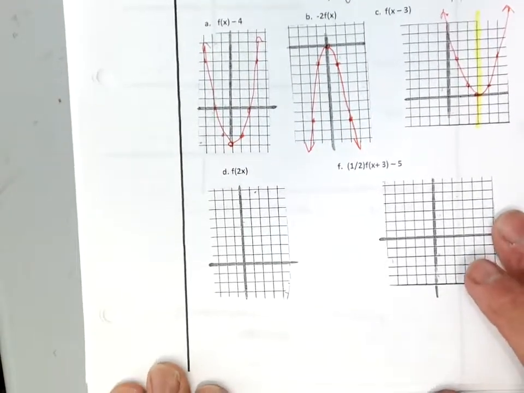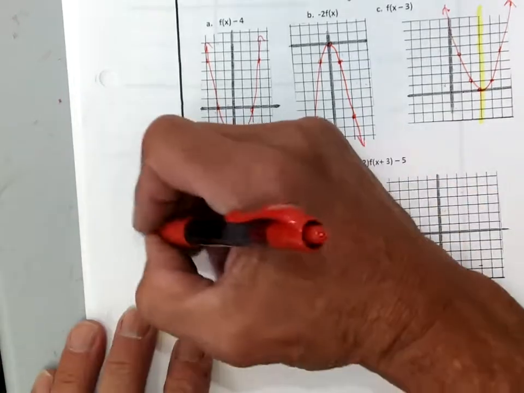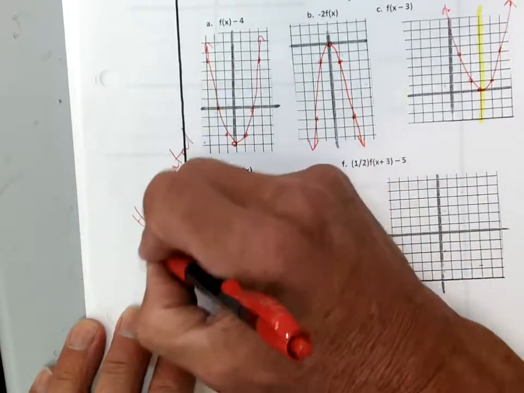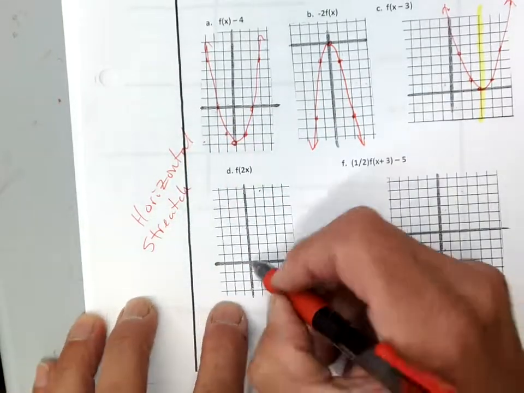Now, D. This is the tricky one. It does not make it twice as tall. It's on the inside. It makes it twice as wide. It makes it fat. So let's see how that works, okay? So we're going to do a horizontal stretch. Okay? So (0, 0).